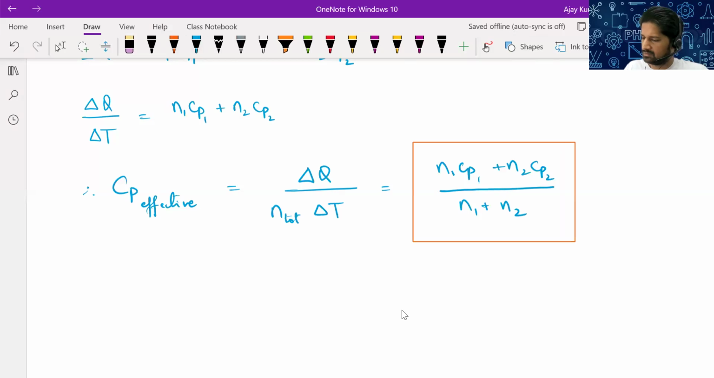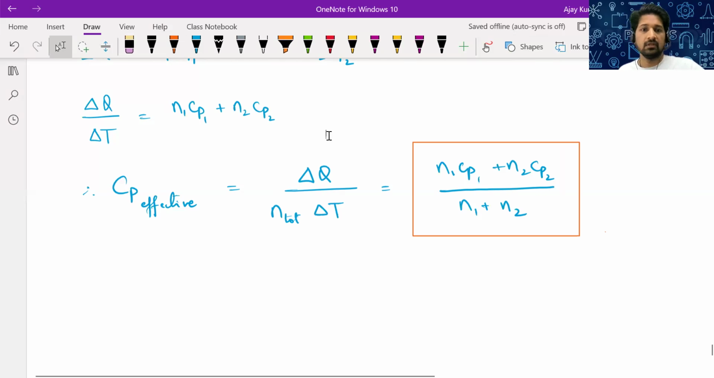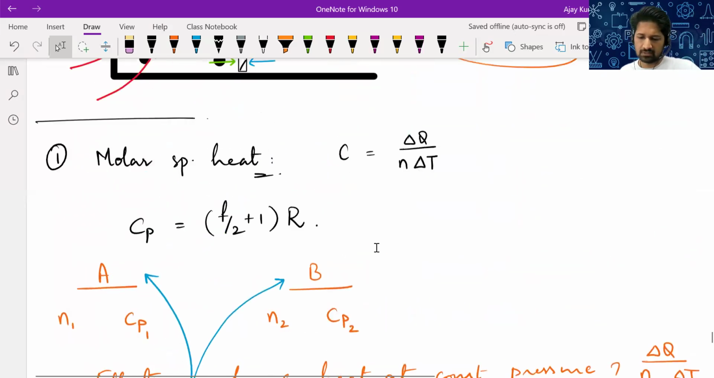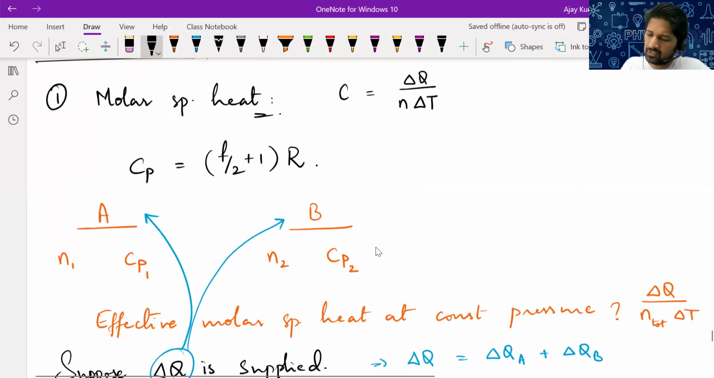if two gases of different kinds are put together. Okay, you can have three gases also. Then it will be n1 Cp1 plus n2 Cp2 plus n3 Cp3 divided by n1 plus n2 plus n3, and so on. But understand the idea here because you can be asked to find out molar specific heat in many other cases also. Look at how we approached this problem. Generally, molar specific heat is delta Q divided by number of moles divided by the temperature change. So what we did was we assumed some heat is supplied and we assumed some temperature change happens. So delta Q, delta T we assigned random values.